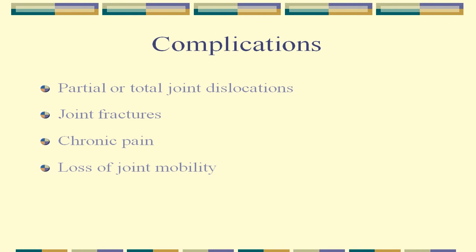Chronic pain will be associated with this. The person may have a loss of joint mobility, and we don't want the person to get to this point, especially if it's a knee, because it's going to affect the person's ability to ambulate. So to prevent getting to this point, what are we going to do? What are we going to encourage? Range of motion exercise, okay?